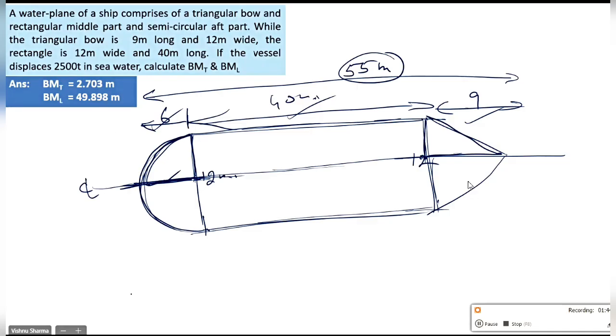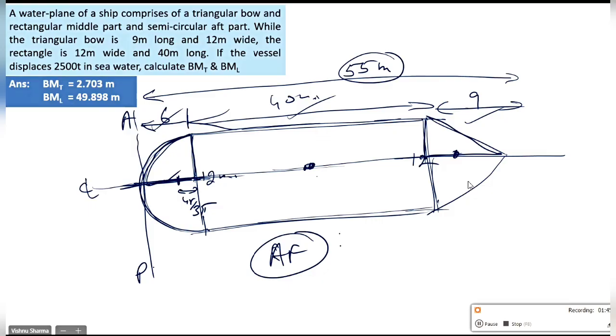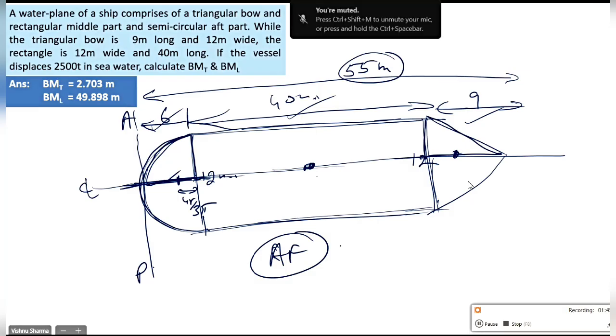But for BML, you'll have to first calculate LCF by taking moments about the after perpendicular. In that case, the geometric center of the semicircle will be here, 4r by 3 pi. The geometric center of the rectangle will be here, and the geometric center of the triangle will be here. So first you'll have to get LCF or AF, and then solve the question the way we solved the previous one. This is only to give you a quick hint, and I don't want to solve it here.